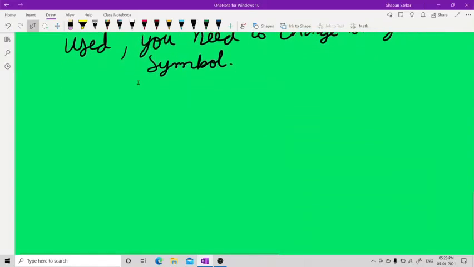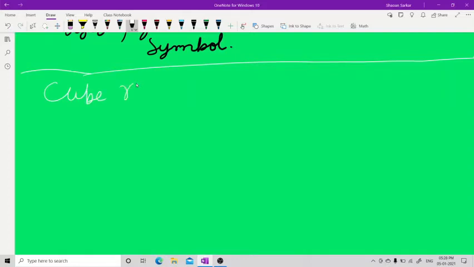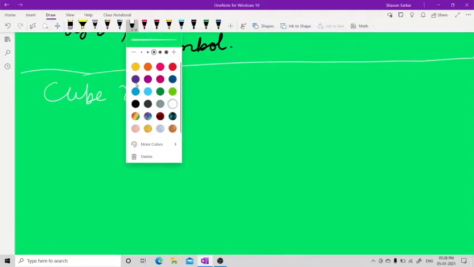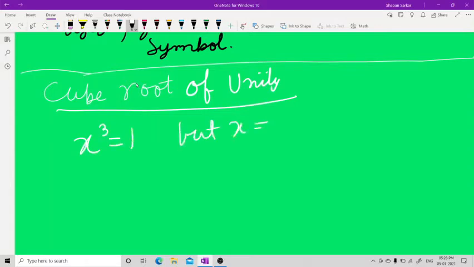Now let us understand what is nth root of unity. Before that, I'll make you understand what is cube root of unity. Cube root of unity means x cube is equal to 1, but x is not equal to 1.